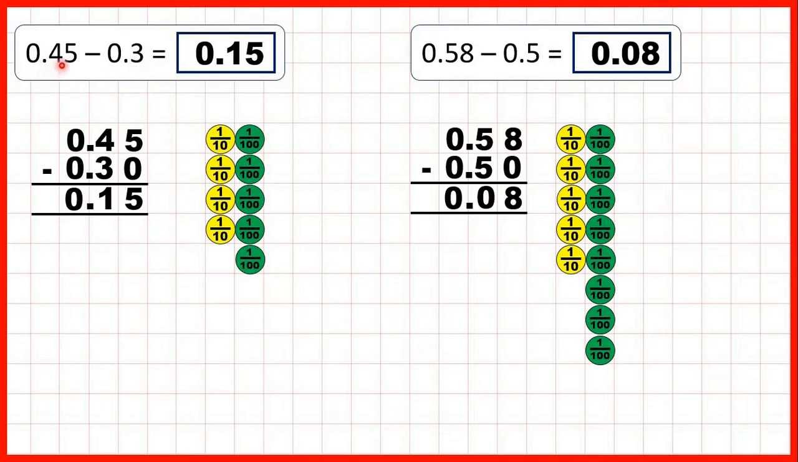We can also show the subtraction using place value counters. With 0.45, we have 4/10ths and 5/100ths. Subtracting 0.3 means taking away 3/10ths, so that leaves us with 1/10 and 5/100ths. Then we had 0.58, so 5/10ths and 8/100ths, and subtracting 0.5 means taking away 5/10ths. That leaves us with just 8/100ths.